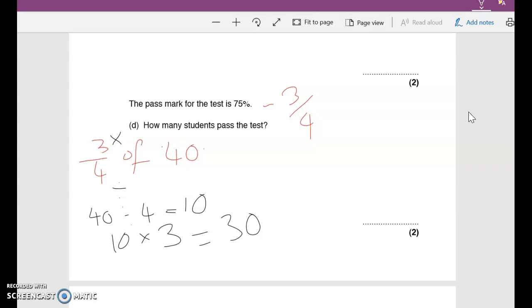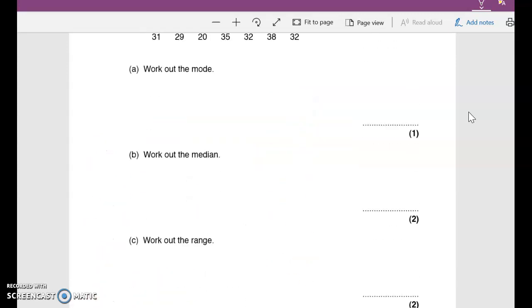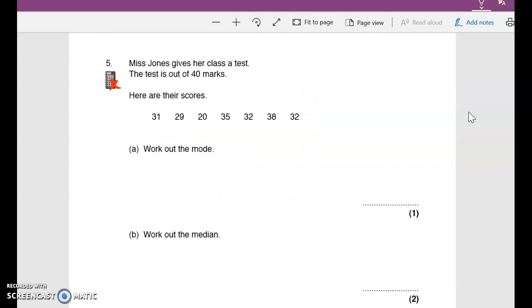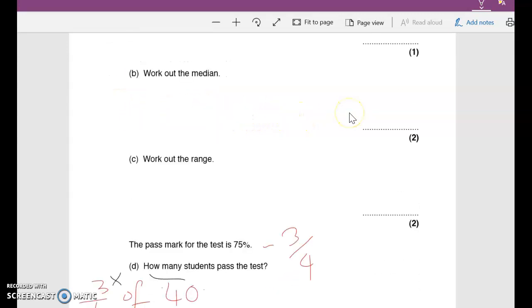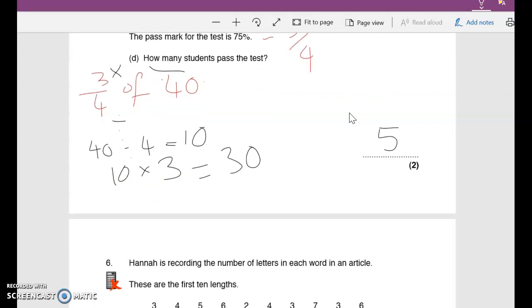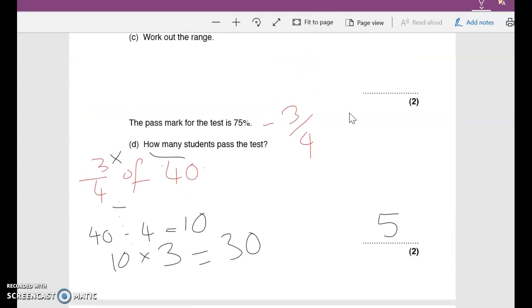So the question is saying how many students passed. So we need to go back to our list. So how many of them got 30 or above? So this person did, this one did, this one did, that one and that one. So that's a total of 1, 2, 3, 4, 5 students. So 5 students passed.